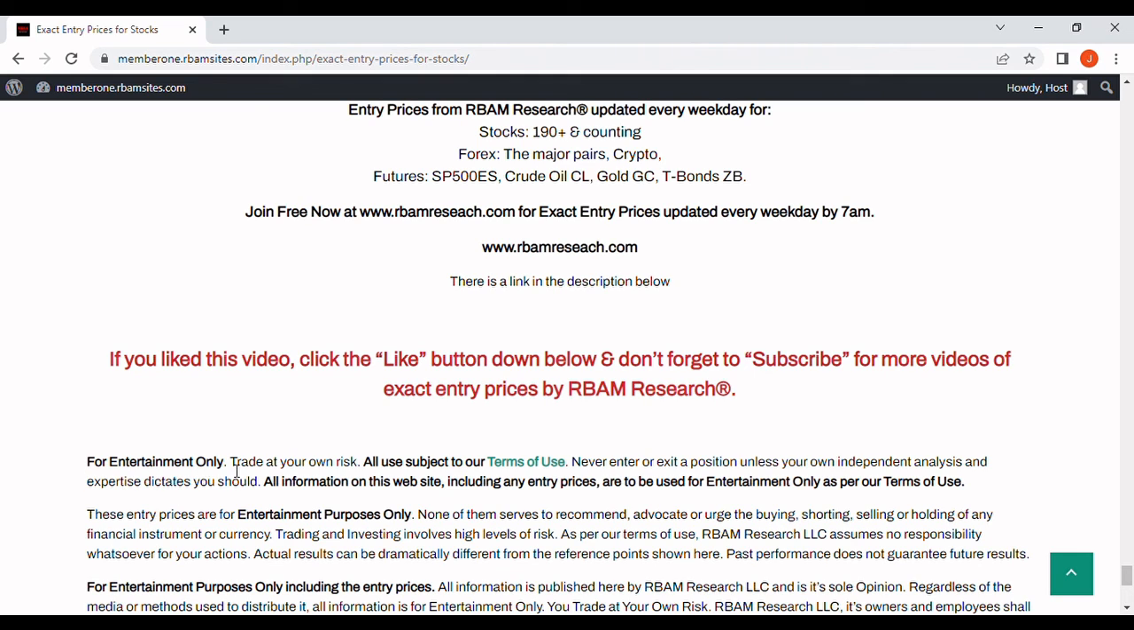Keep in mind, everything you've seen is for entertainment purposes only. It's all in our opinion. You can't use the trading prices for anything other than entertainment. You have to do your own research, and you definitely trade at your own risk.